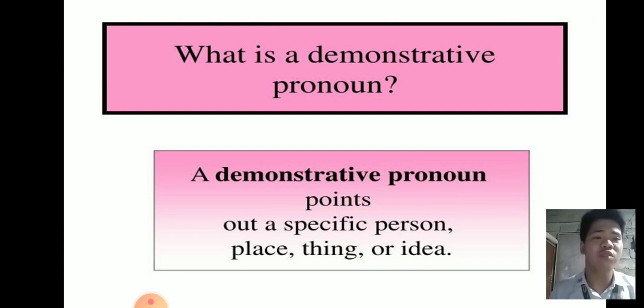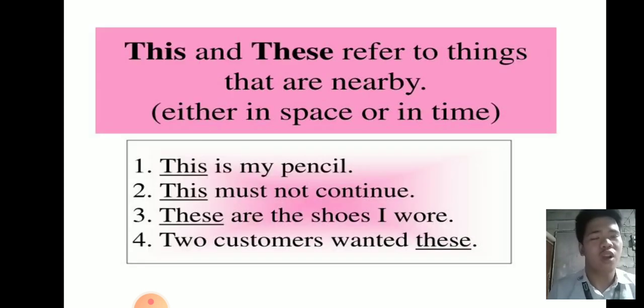Let's now take a look at the first two types of the demonstrative pronoun: this and these. The demonstrative pronouns this and these refer to things that are nearby, either in space or in time. Example number 1, this is my pencil. Example number 2, this must not continue. Example number 3, these are the shoes I wore. Example number 4, two customers wanted these.